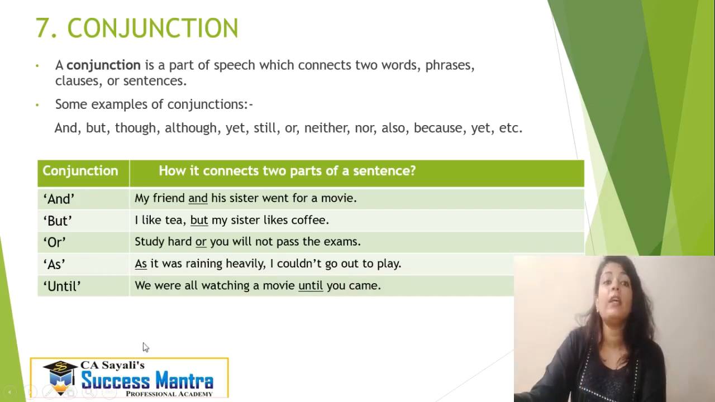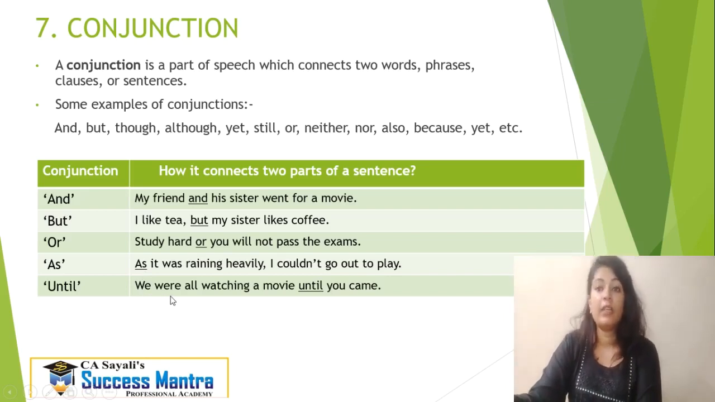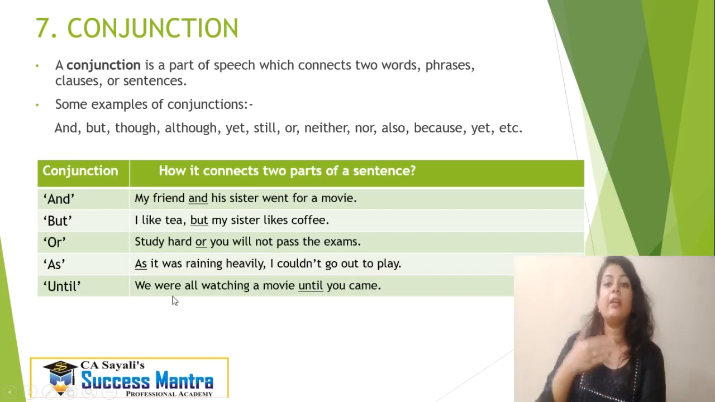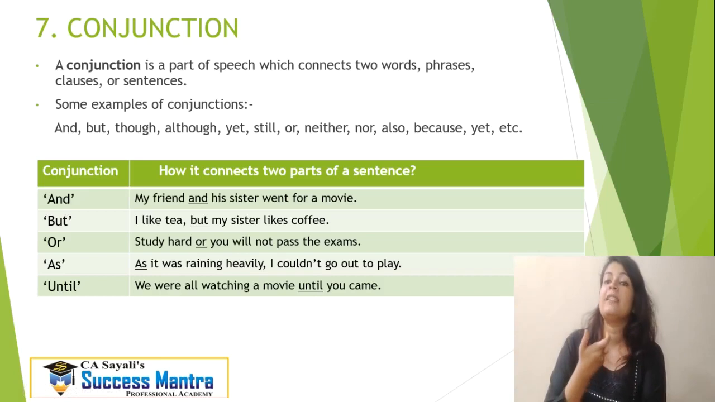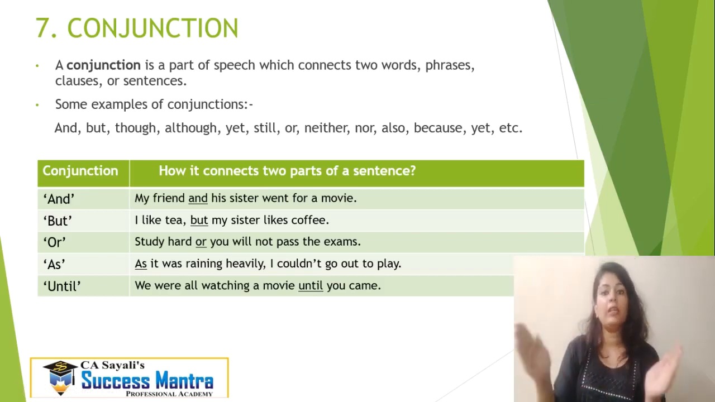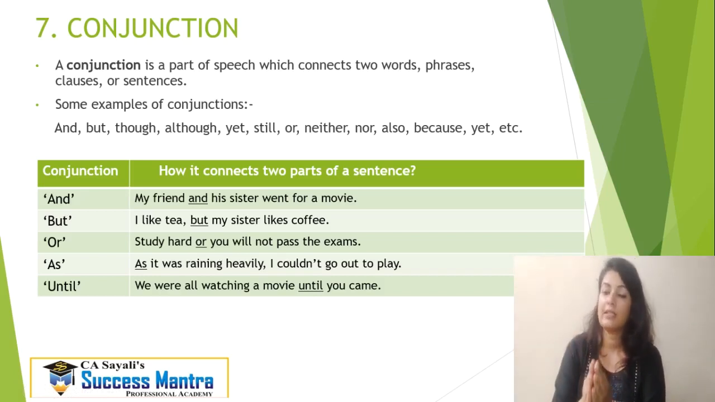Another conjunction is until. We were all watching a movie until you came. यानी कि जब तक आप नहीं आए तब तक हम सब लोग एक मूवी देख रहे थे. तो the conjunction is until, which is joining two parts of the sentences. Okay, I hope I am clear.